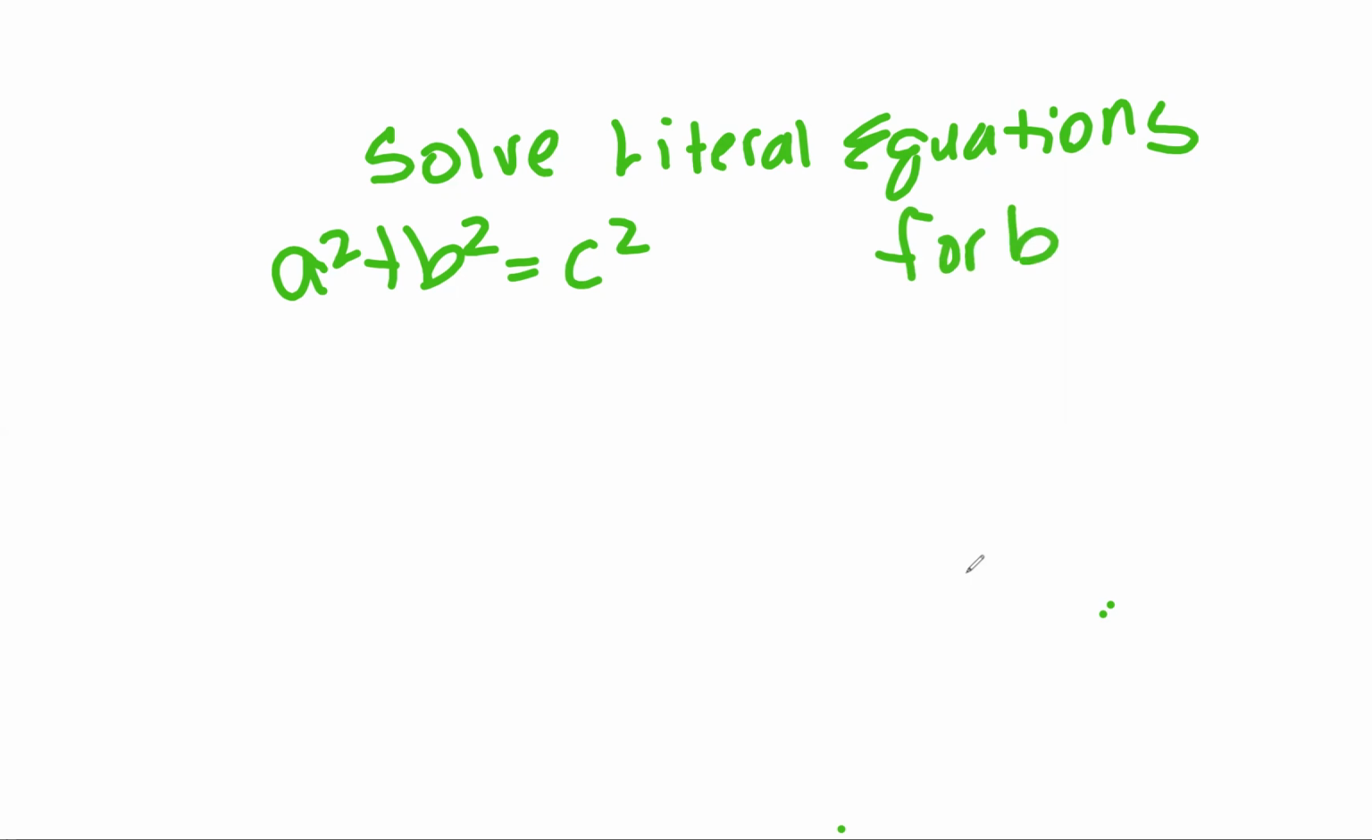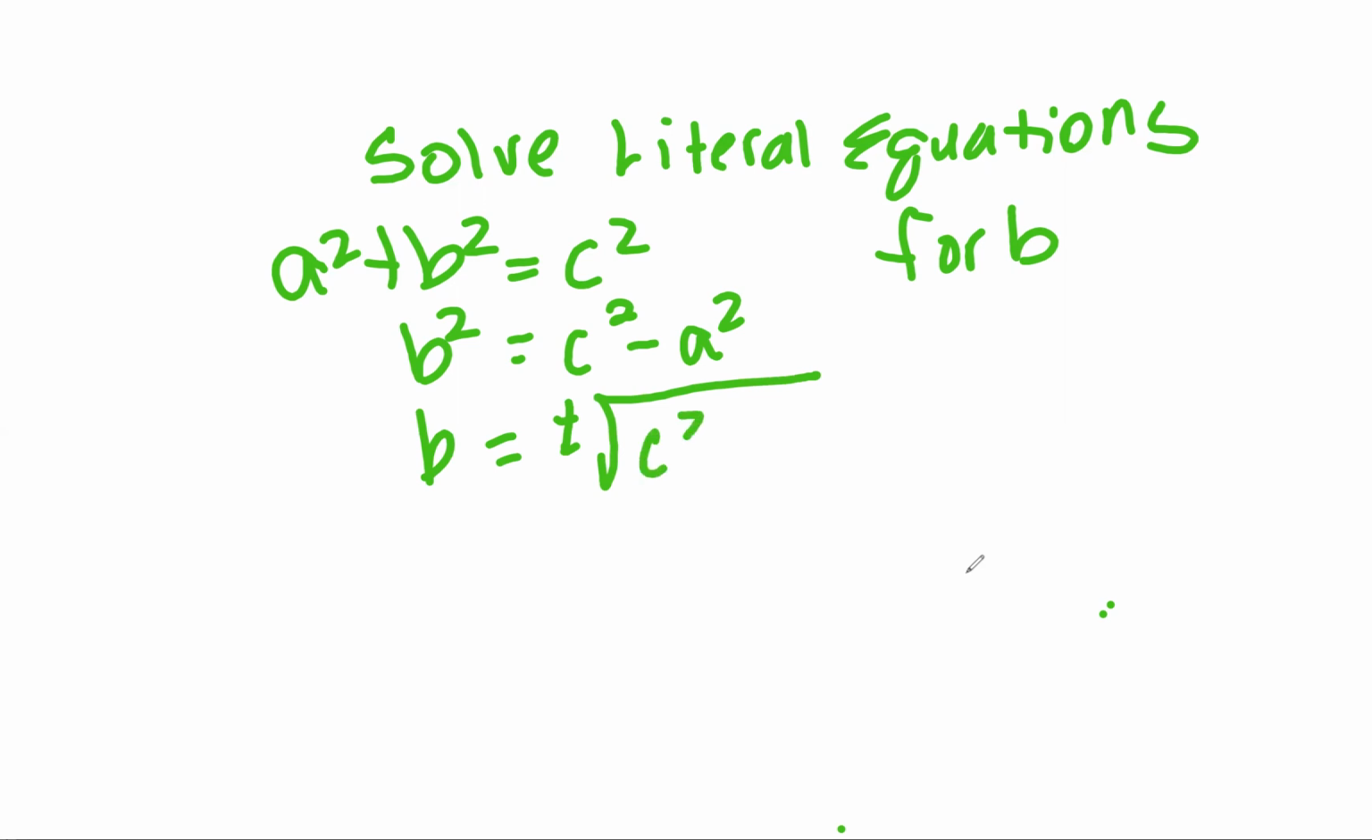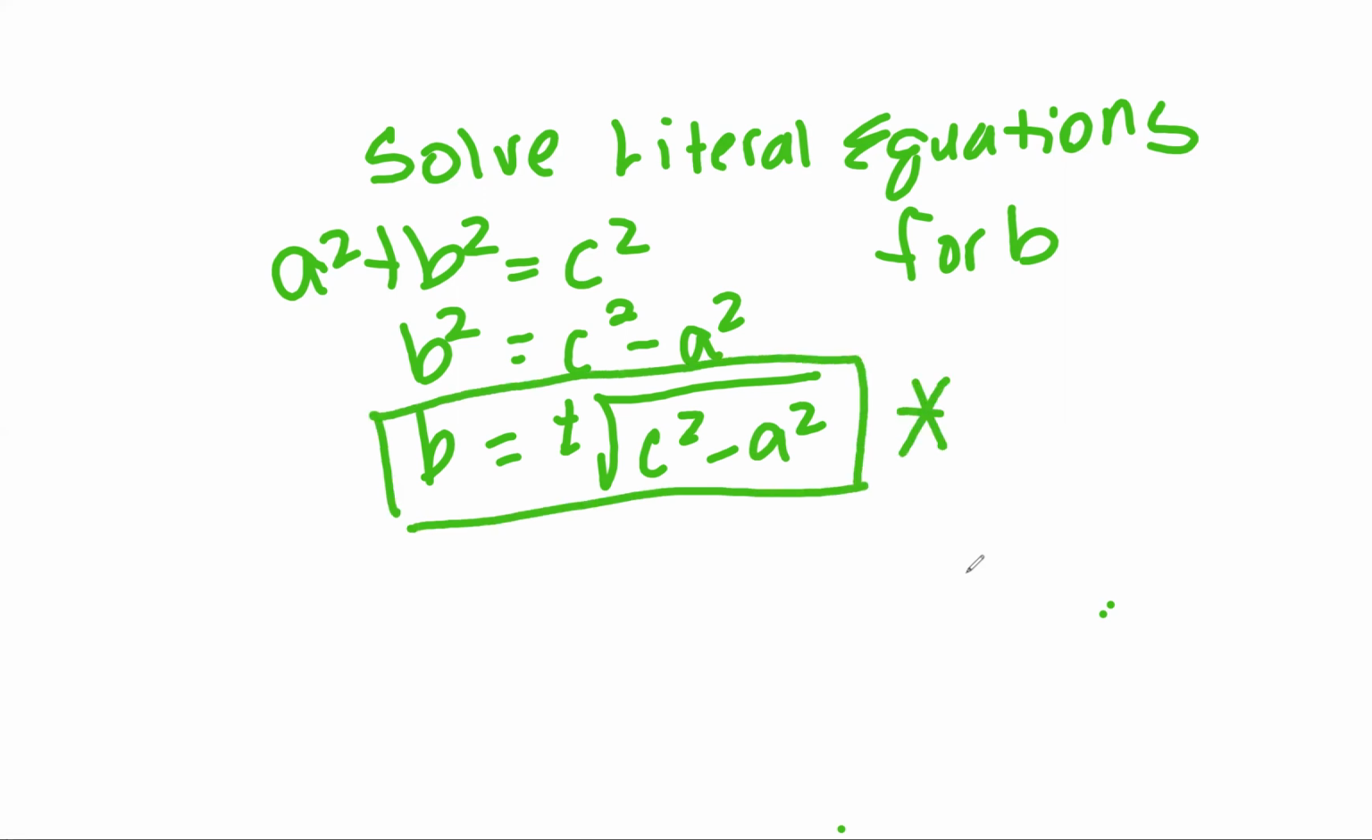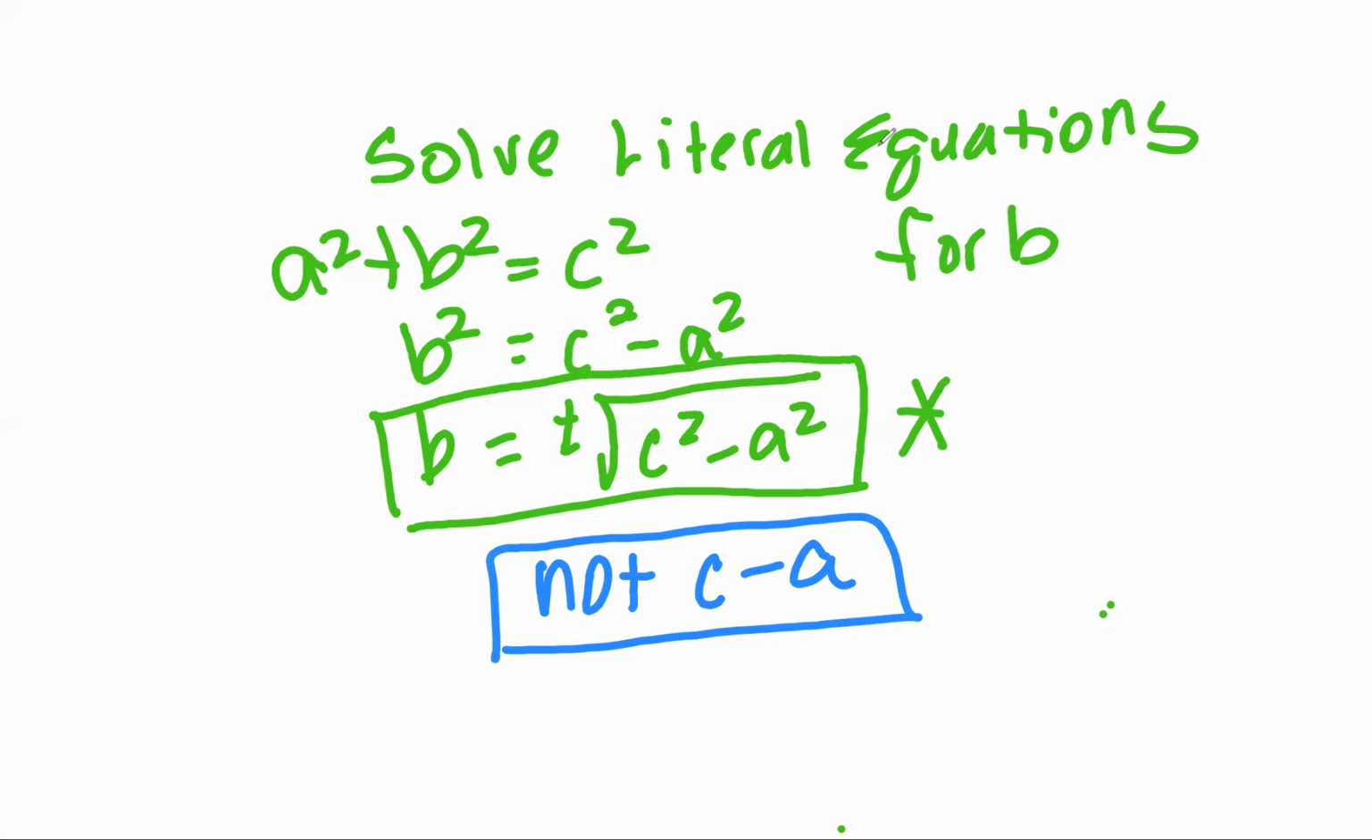So I would subtract a squared and take the square root of both sides. And I would have my answer. So just making sure that you were thinking about this in the terms, this is not c minus a. Okay, so the square root does not take out the double squares whenever you're doing something. So don't do that at the end of working one of your problems.